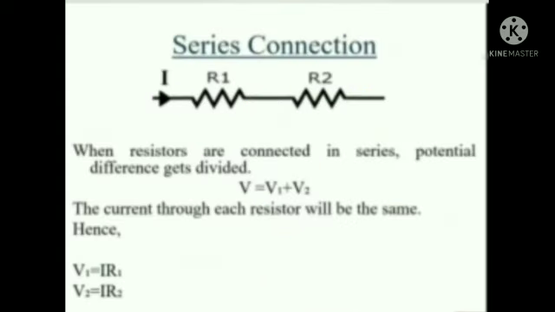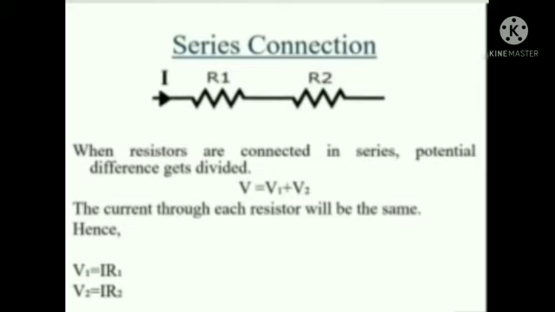We know in Ohm's law V is equal to I into R. Here two resistors are given, R1 and R2. Resistors are connected in series. Potential difference gets divided. We know potential difference is V, so V is equal to V1 plus V2. But the current through each resistor will be the same. In series connection, potential difference is divided but current is the same.